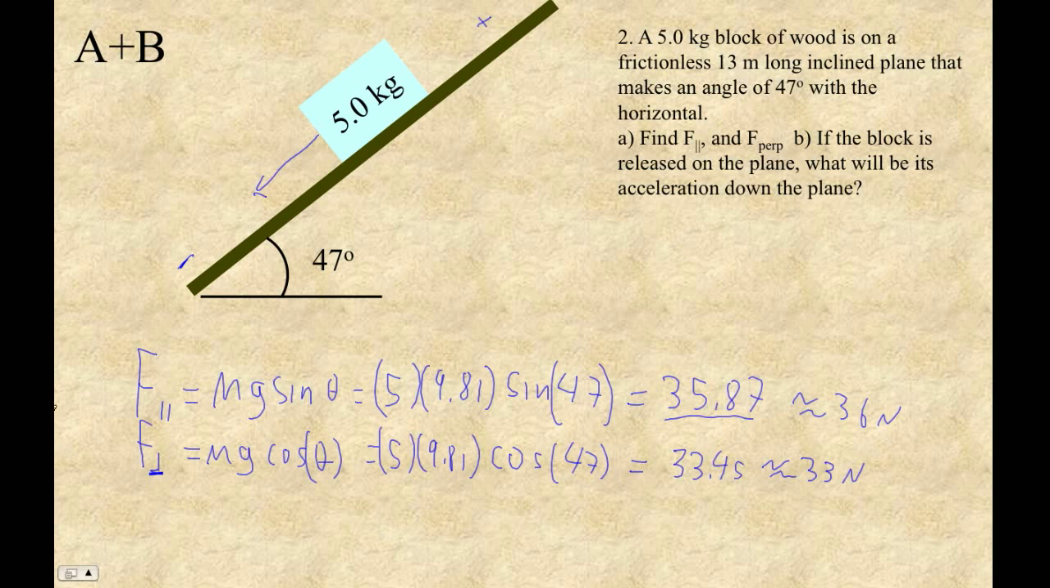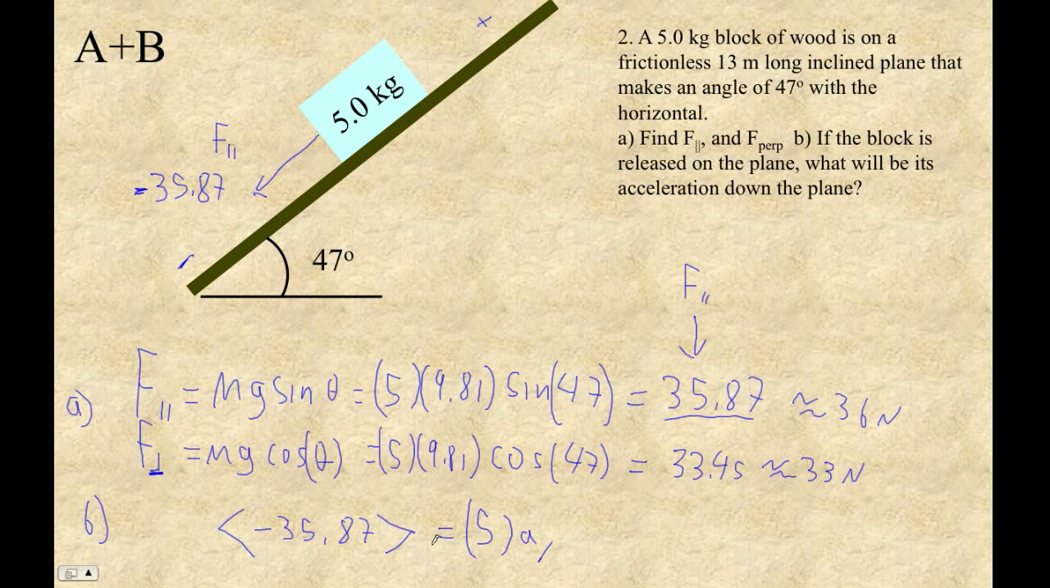Then the acceleration, this is question B. If we drop it and let it go down the plane, this parallel force is the only force acting. So the force down the plane is 35.87, and that's negative, so our picture of the forces is minus 35.87. That's the only force, and it equals 5 times A. I'm using F equals ma. All the forces equals M times A, so A is going to be that divided by 5.